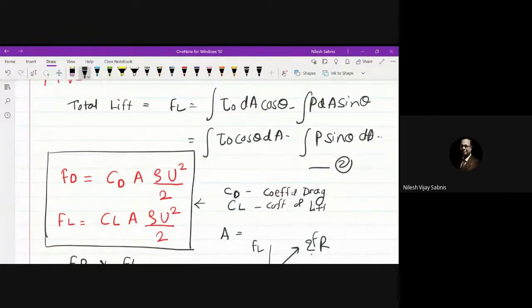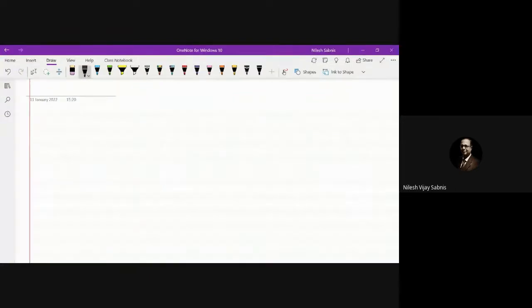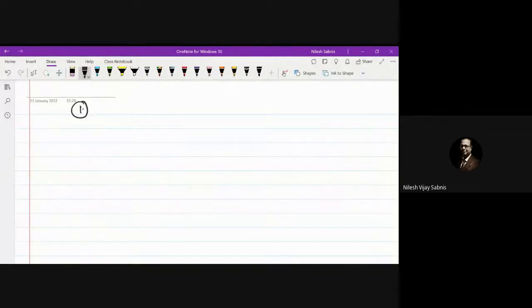Then moving further, we will see one small problem which you have to solve now with me. I need the answer. So what it is saying, there is a flat plate. Flat plate is there which has area 1.5 meter multiplied by 1.5 meter.